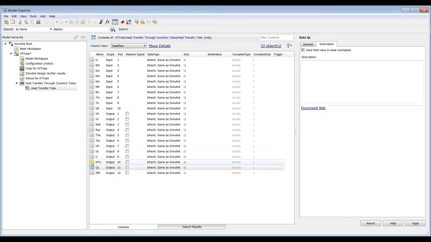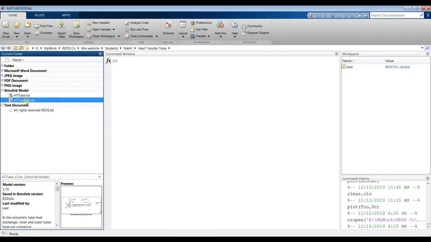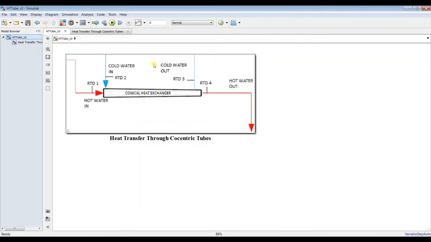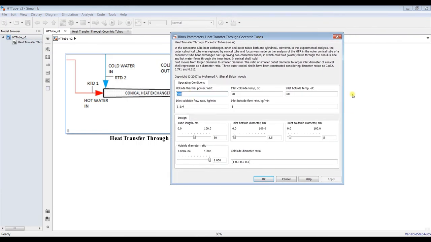Okay, but I will do this in another model. Okay, I saved this model. I have another copy for this one, so I will close this one. Let's go for another copy. This is another version. Okay, in this one we can assign our inputs as a matrix. Suppose I need to inspect my results. This is cold side diameter ratio. You can change your cold side diameter ratio. Okay. This is your diameter ratio. Suppose we can enter it as a matrix.